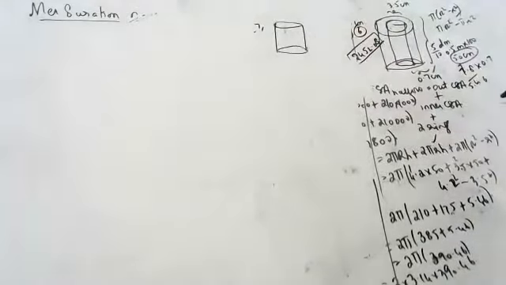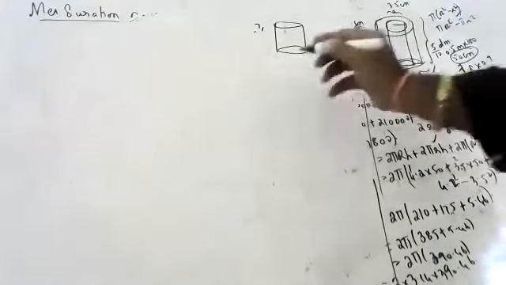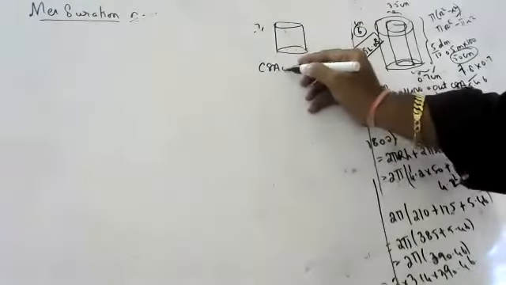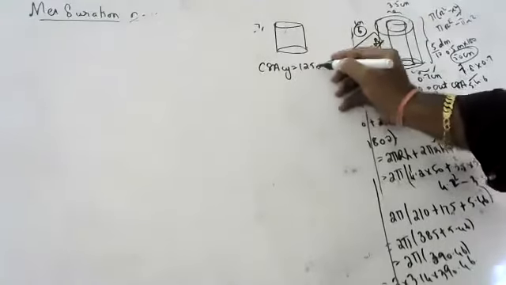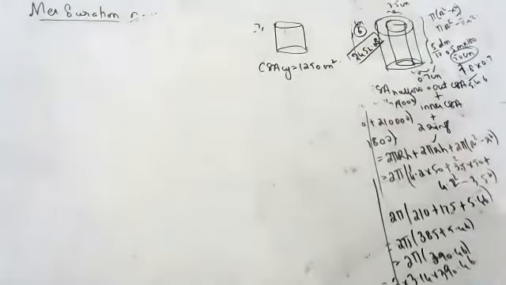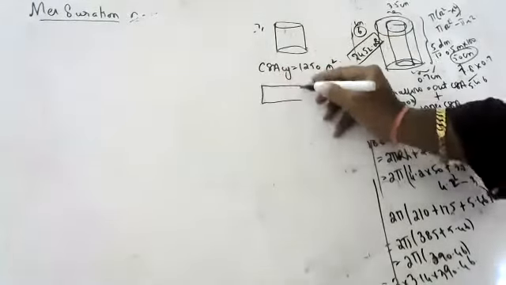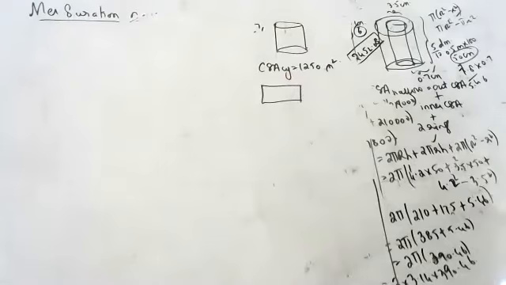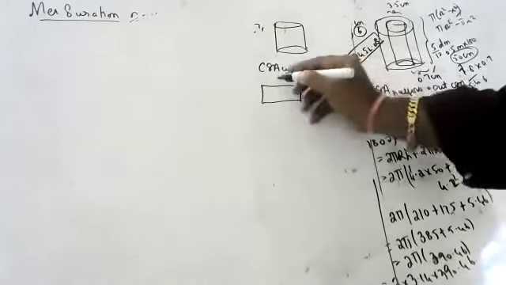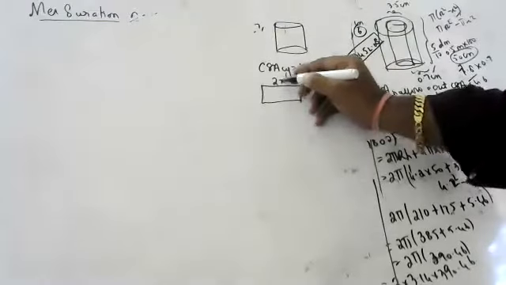A cylinder is there, children, of CSA 1250 centimeter square. The cylinder is formed from a rectangular metallic sheet. Find the dimensions of the sheet if the length is double its breadth. If breadth is x, length is 2x.